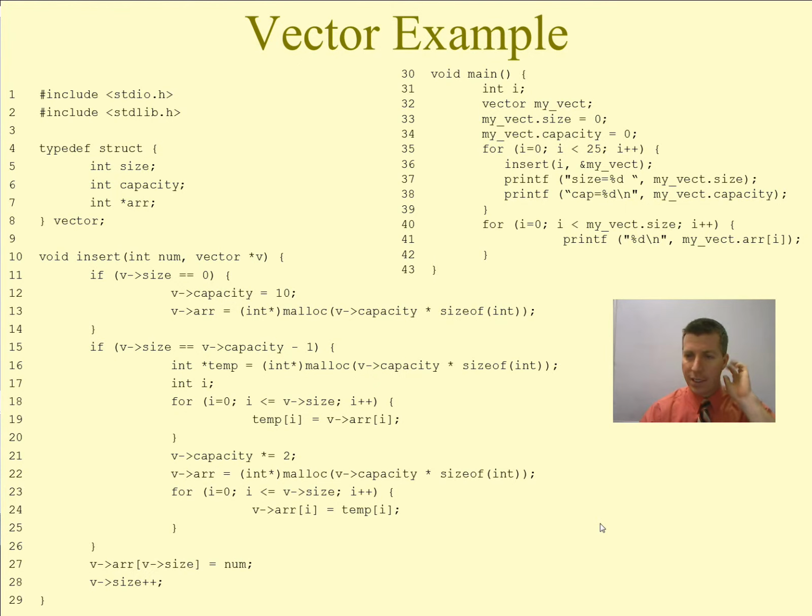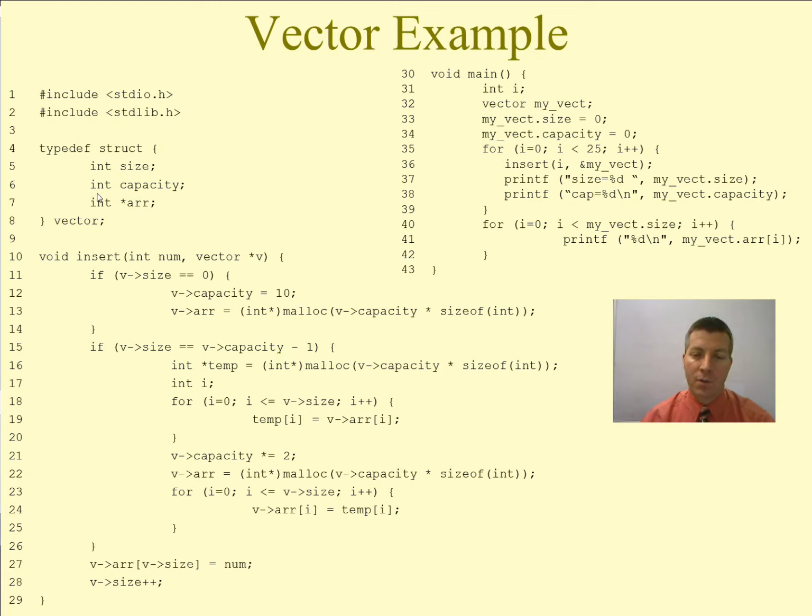Okay, so here is an example using a vector. I'm going to walk through some of this. Make sure that you understand this. This is going to be important for you to understand what is going on in this code. So right here, line 4, you see I'm creating a structure. I've done it using typedef. It's named vector. And inside of it, you see I have the size variable, the capacity variable, and this is going to be an integer vector.